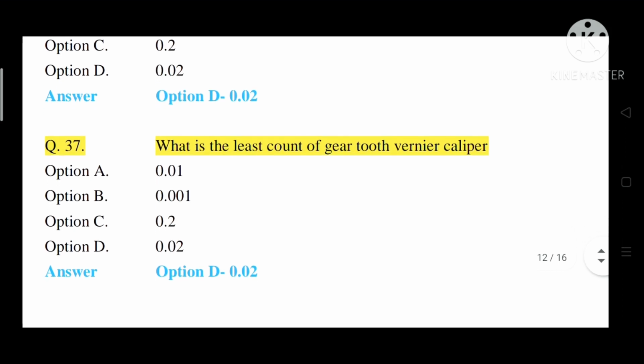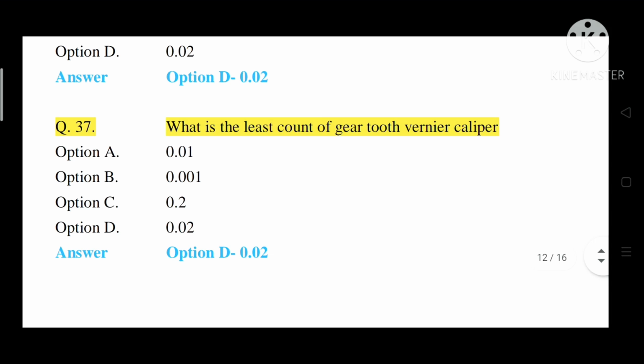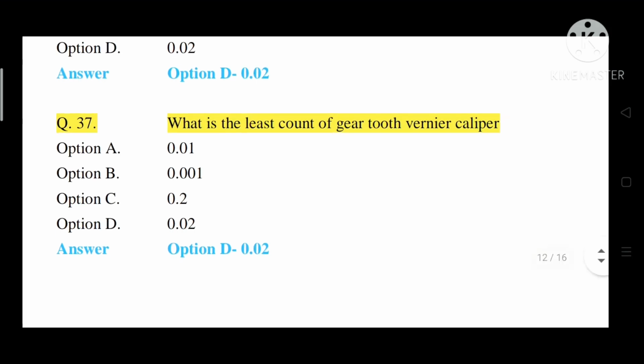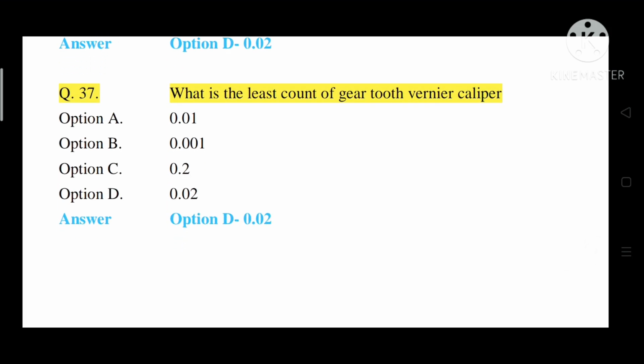Question number 37. What is the least count of gear tooth vernier caliper? Again it is vernier caliper. So options are option A 0.01, option B 0.001, option C 0.2, option D 0.02. So correct answer is option D, that is 0.02, because it has a vernier scale and least count is same.